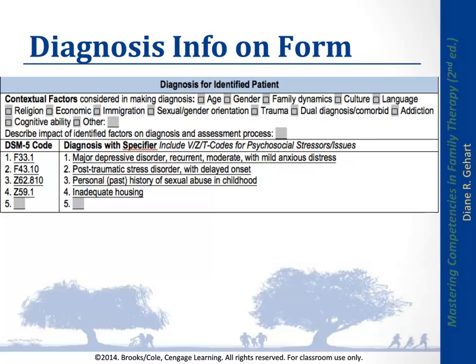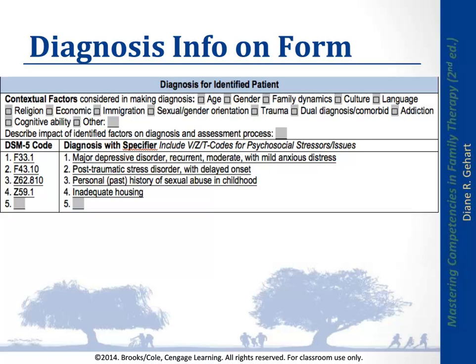So the next section on the form is the diagnosis, and after listening to part 1 of this lecture, you should be well prepared to do that. This particular diagnosis section includes a prompt to have you consider the contextual factors related to the diagnosis, such as age, gender, family dynamics, those sorts of things. And it has you describe the impact of these identified factors on the diagnosis.